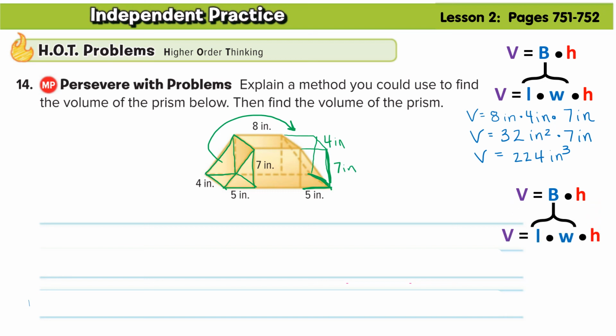All right, so the volume here would be 5 inches by 7 inches by 4 inches. So the volume would equal 35 inches squared times 4 inches. So the volume would equal 140 inches cubed. So now we have to add those together, and we'd have 224 inches cubed plus 140 inches cubed.